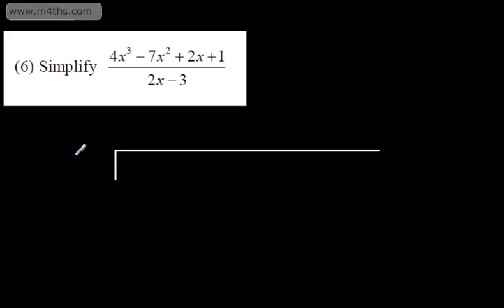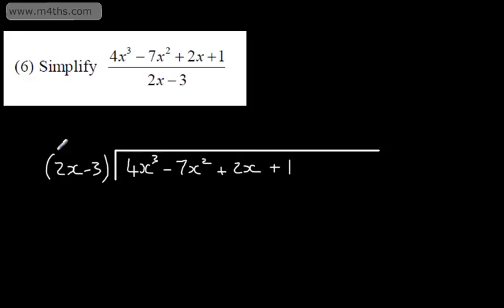So this time I've got now 2x minus 3 into 4x cubed minus 7x squared plus 2x plus 1. No placeholders required. So this is quite nice because we've got now a factor of 4 in 2. So what is 4x cubed divided by 2x? The answer is going to be now 2x squared. So all I've done here is simply gone ahead now and divided 4x cubed by 2x.